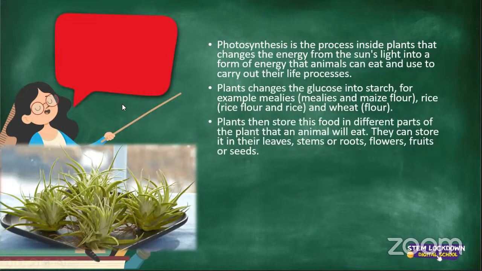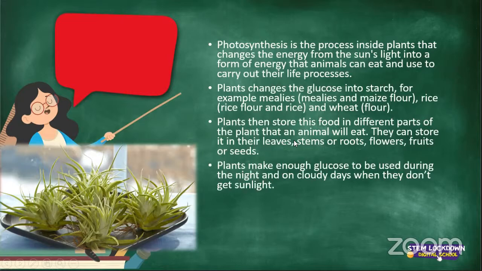Plants make enough glucose to be used during the night and on cloudy days when they do not get sunlight. How interesting is that? Plants during the day make enough glucose to last them the whole night. We all know that we have to eat supper, maybe at 6:30, 7:00, 8:00, whatever time, hoping that we won't get hungry throughout the night. Just like that, plants need to make enough glucose to last them the entire night until the next morning, because during the night there is no sunlight.